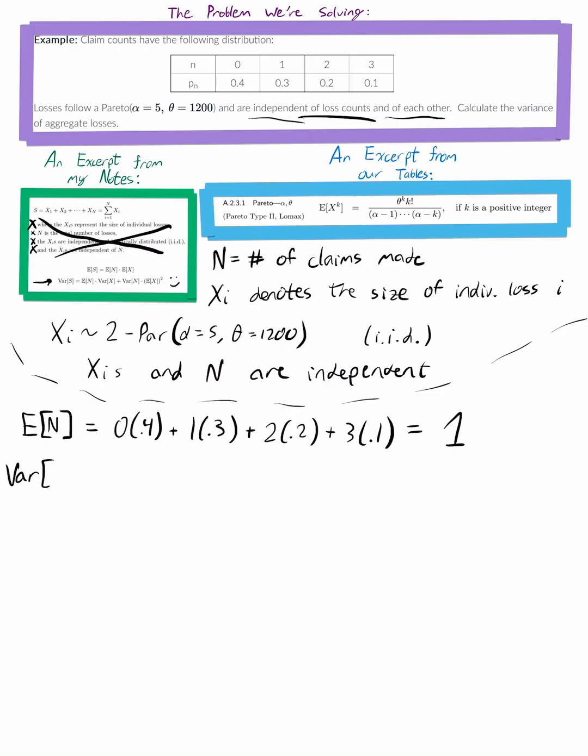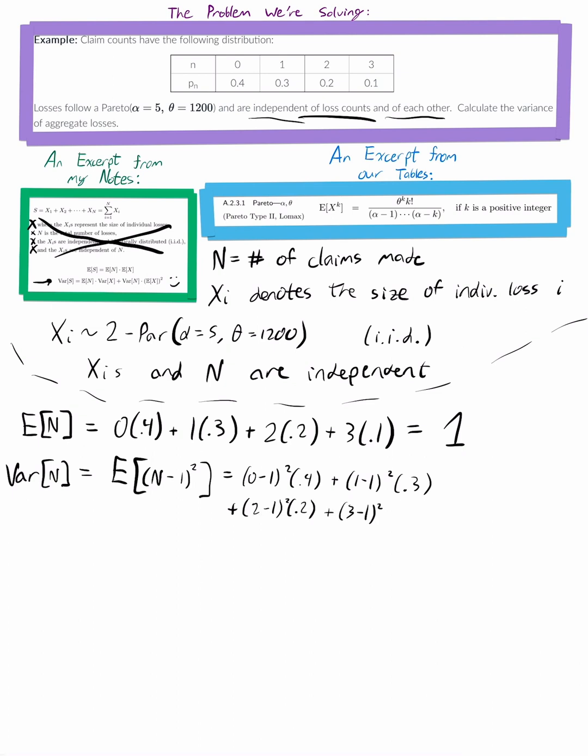Now, the variance of N is defined as the expected value of the squared difference between N and its mean, which is 1. So it's the expected value of the square of N minus 1. So 0 minus 1 squared has probability 0.4. 1 minus 1 squared has probability 0.3. 2 minus 1 squared has probability 0.2. And 3 minus 1 squared has probability 0.1. Again, value, probability, but this time the values are of N minus 1 all squared. And that again comes out to 1 in the calculator.